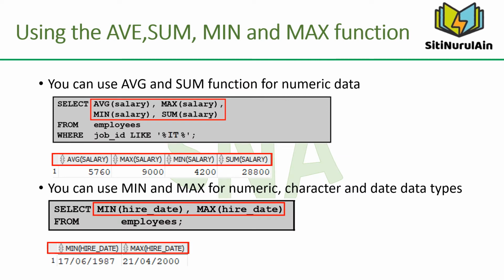You can use average, sum, min, and max functions against the columns that can store numeric data. The example in the slide displays the average, highest, lowest, and sum of monthly salaries for all IT personnel. You can use min and max for numeric, character and date data types. The example in the slide displays the most junior and the most senior employees.